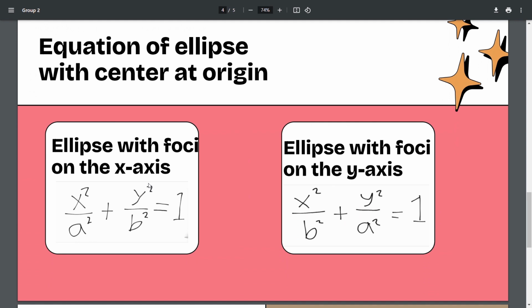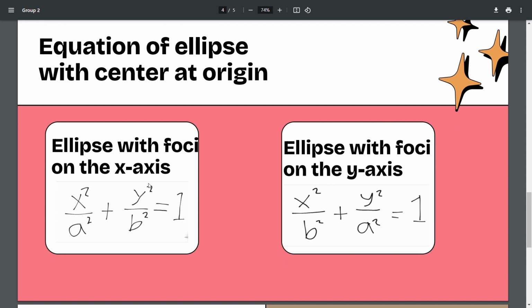Let's talk about vertical. Ellipse with foci on the y-axis: x squared over b squared plus y squared over a squared equals 1. This is what you will use if your graph is vertical.